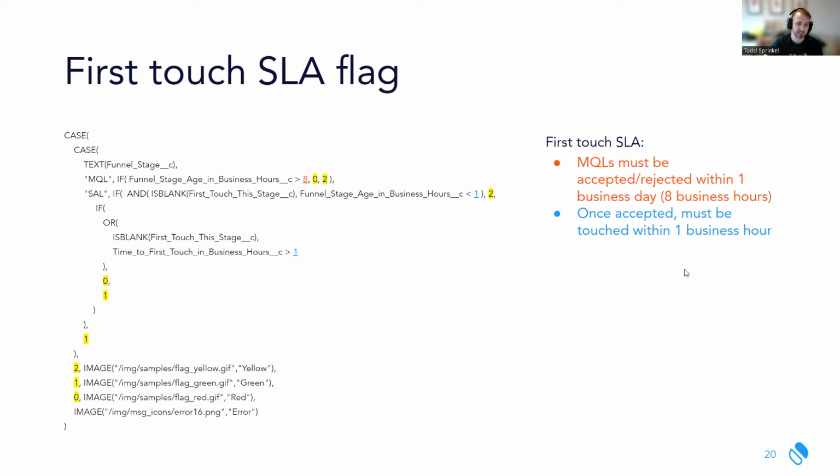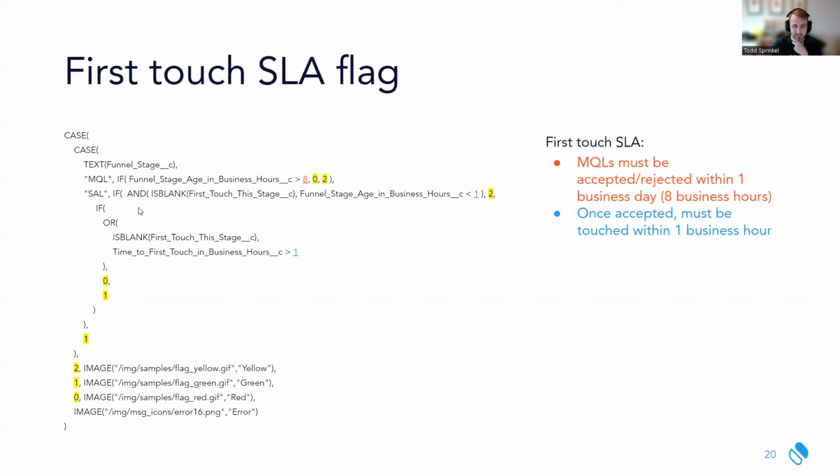So how I'm doing this is using an image formula in Salesforce, and I've got a case formula wrapped around the whole thing so that I can return 2, 1, or 0, and then have that return a yellow, green, or red flag accordingly. So if the stage is MQL and it's been more than 8 business hours, then I'm returning 0, or a red flag. If it's been less than 8 business hours, then I'm returning 2, or a yellow flag, again symbolizing that you haven't missed the SLA yet, but there is still action required.